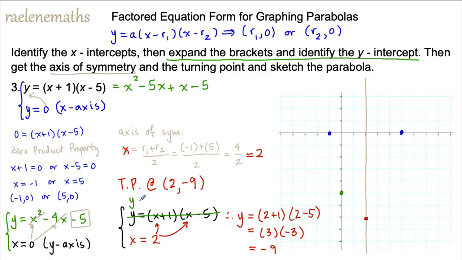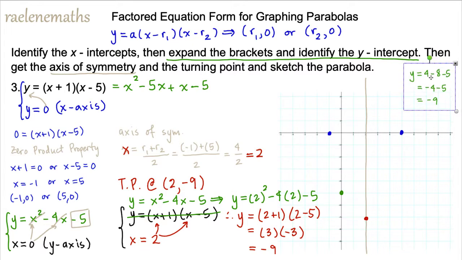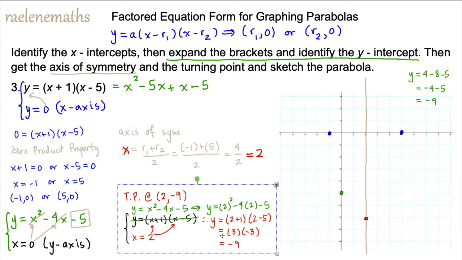But first, I would like to confirm that we could use any quadratic form instead of just the factored form. So if we substitute x equals 2 into the expanded or standard form, we end up getting y equals 2 squared minus 4 times 2, and then take away 5. And so working this out gives us y equals 4 minus 8 minus 5, which is negative 4 minus 5, and therefore y is also equal to negative 9. So you can use any form that you want to substitute an x-coordinate and work out the y-coordinate. I personally prefer the factored form, the way that we did it in red first, but either way gives you the y-coordinate of the turning point located at negative 9.